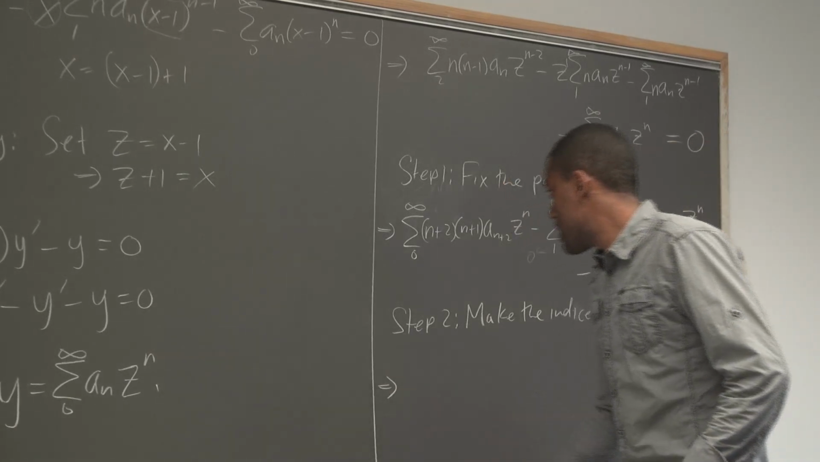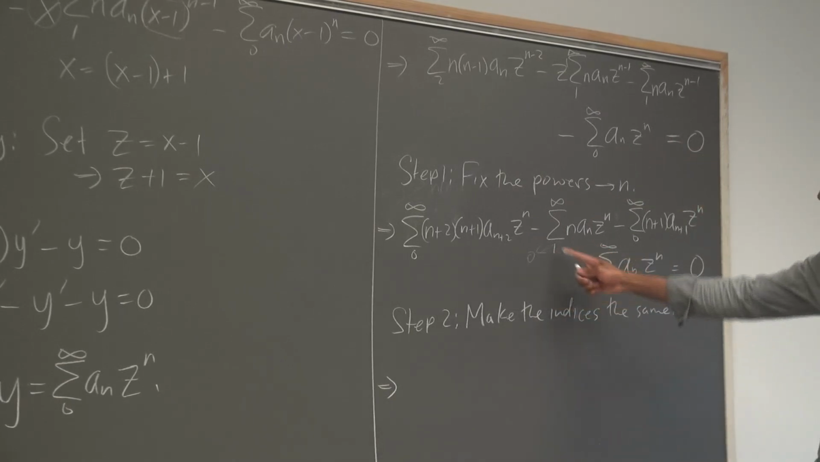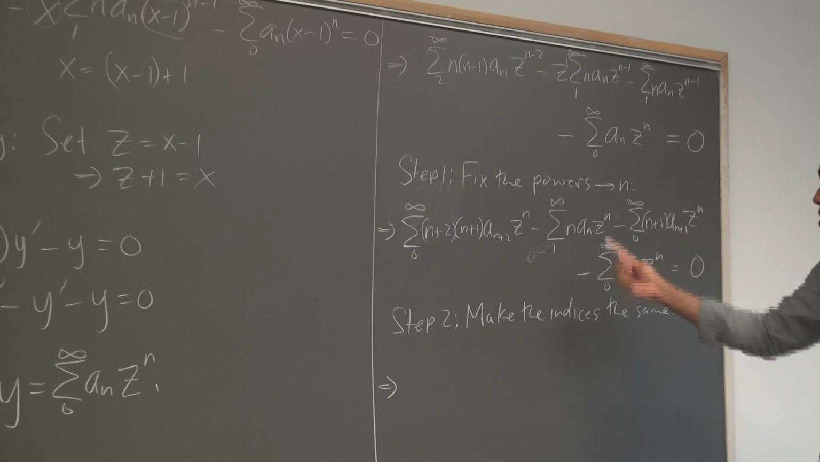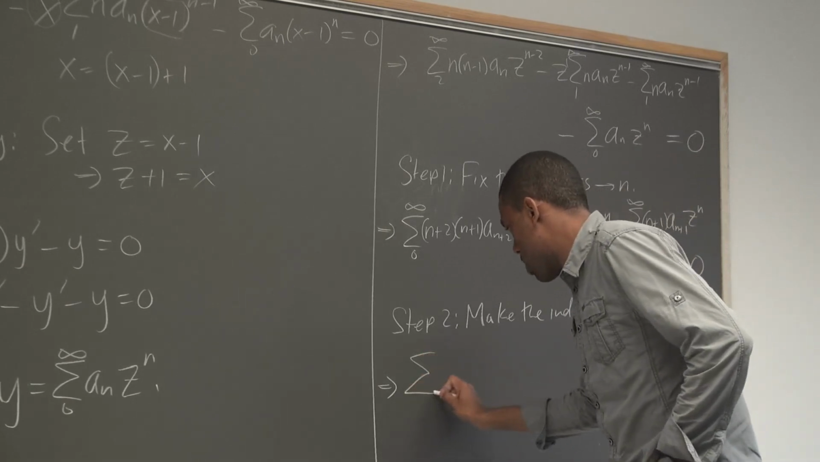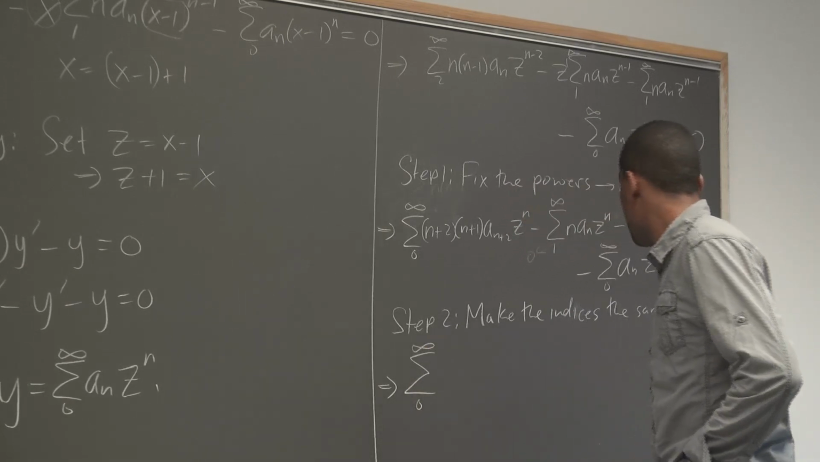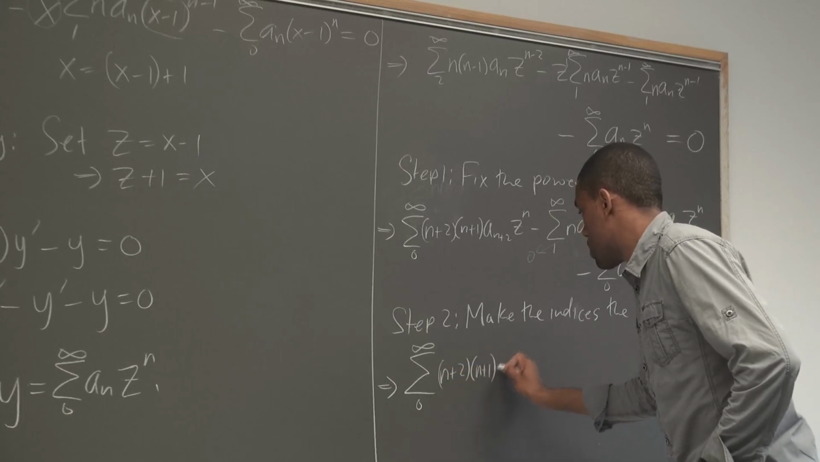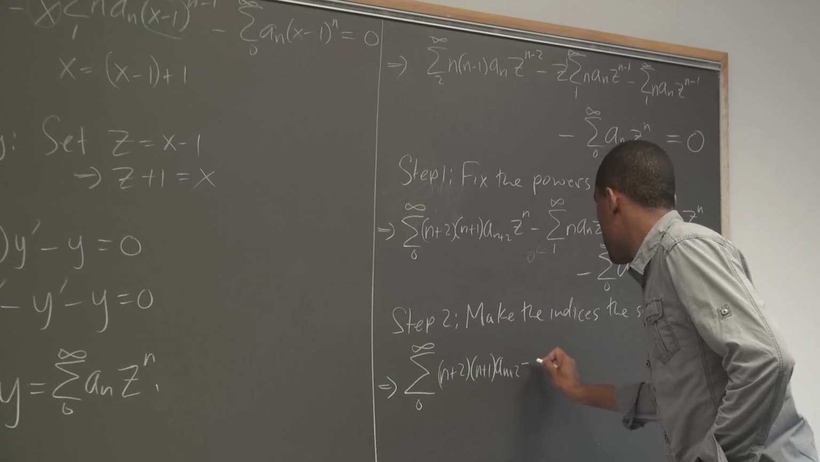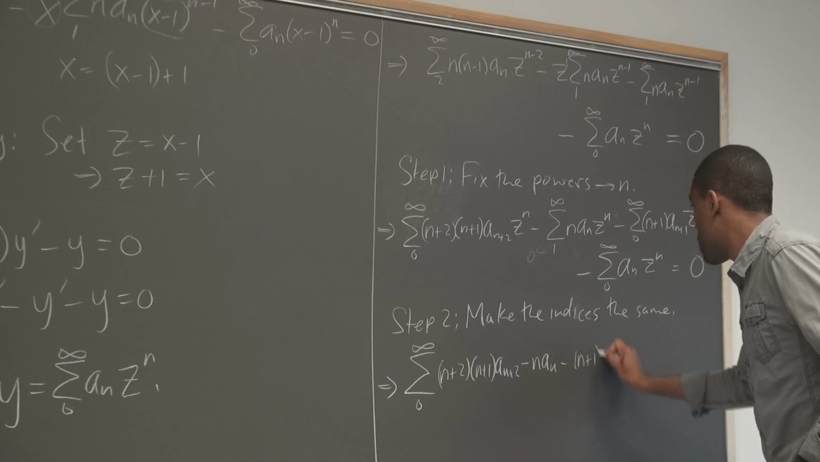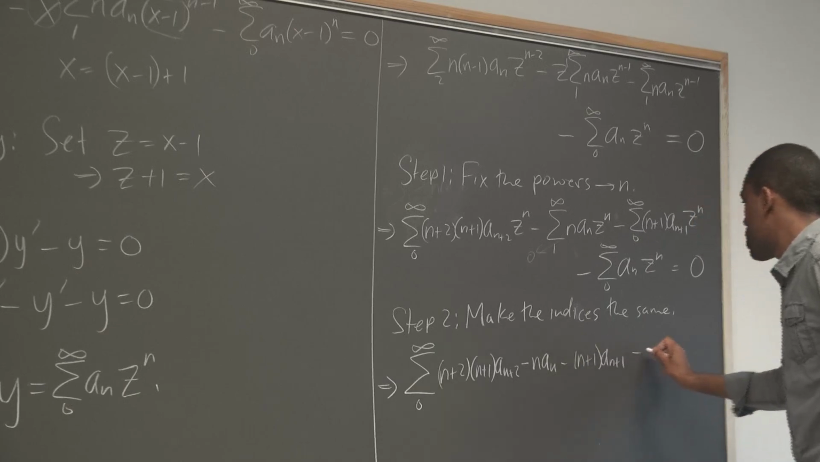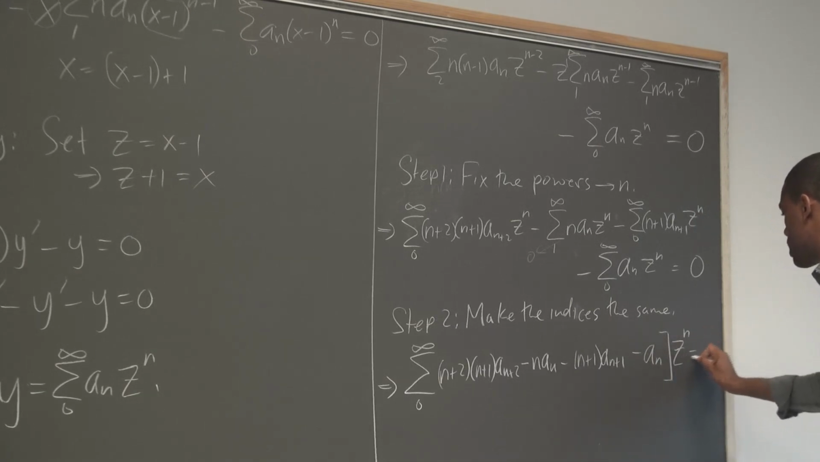In this case, I'll do an example later where we have to actually deal with that issue. But here we don't. Just replacing this 1 with 0 makes no difference because the first term of this series will be 0. So now I can combine them all into one big series starting from 0. Now we have (n+2)(n+1)a_{n+2} minus n a_n minus (n+1)a_{n+1} minus a_n, all of this times z^n equals 0.